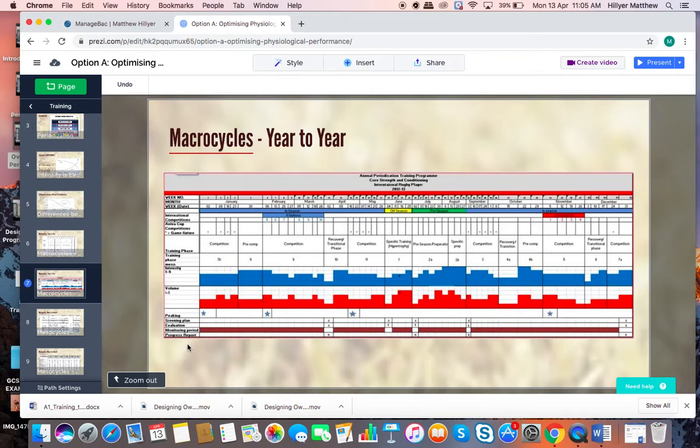So for your homework, your work that you're going to do in class for this week, that is due on Mondays, to design a program, I would expect pretty much you to copy all of these areas from the week number all the way down to your peaking, and plan it in accordance to your sport and athlete of your choice.